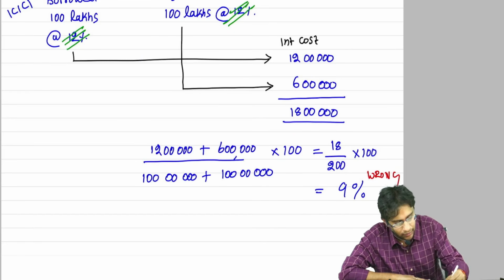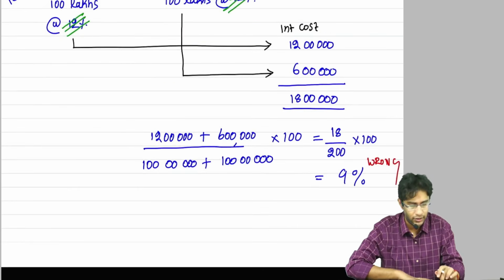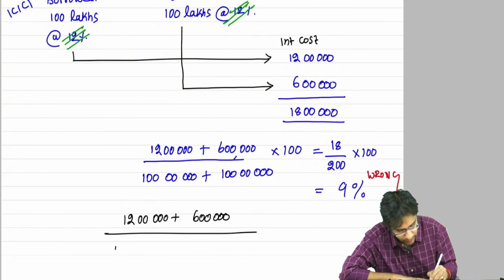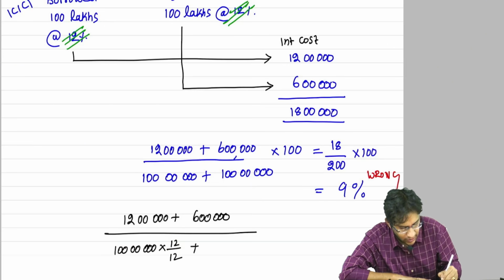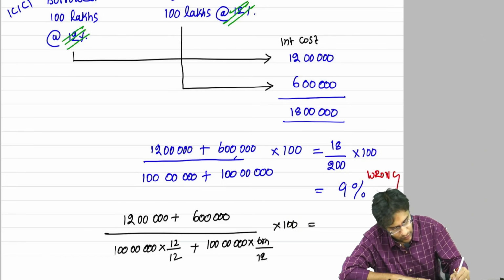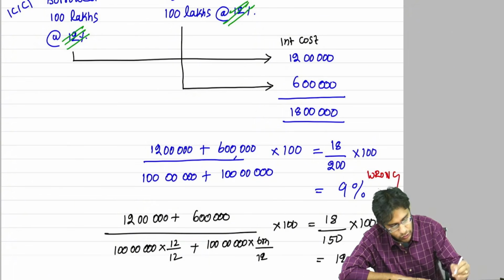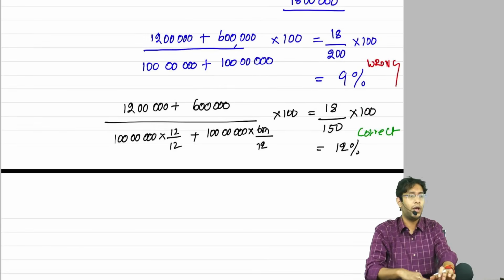Now, check my formula answer. Whatever formula I told you, based on that, try to work out the answer. 12 lakhs plus 6 lakhs divided by: if first 100 lakhs is outstanding for how many months? 12 months. Second 100 lakhs is outstanding for how many months? 6 months into 100. That is 18 lakhs divided by 150 lakhs into 100. 12%. Now you will get the correct answer. Sir, why are we getting correct answer now?